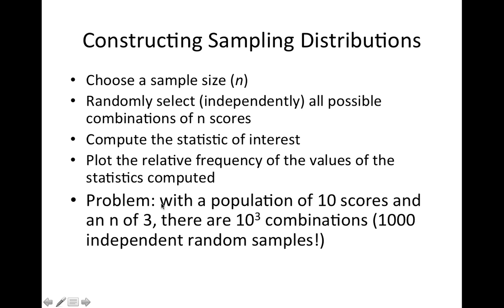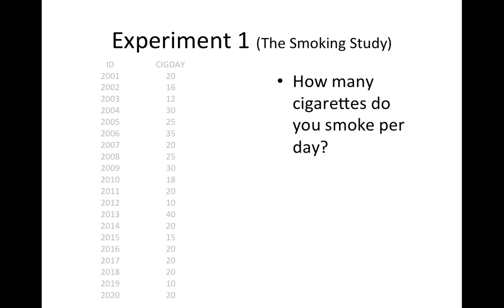Now, the problem with constructing sampling distributions is that even with a small population, for example, of 10 scores, and even a small n, an n of 3, for example, there are 10 to the 3 combinations, or 1,000 possible independent random samples. So to construct a sampling distribution is very, very difficult to do on your own, by hand, without a computer, or without some super way. So, for example, let's construct a sampling distribution. I'll show you the problem with this using the smoking study.